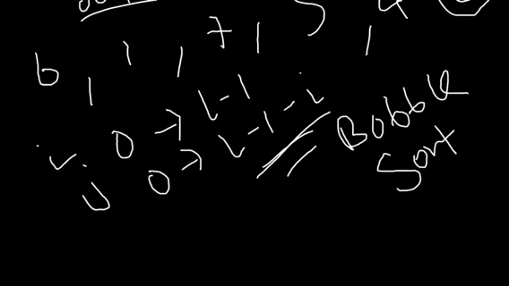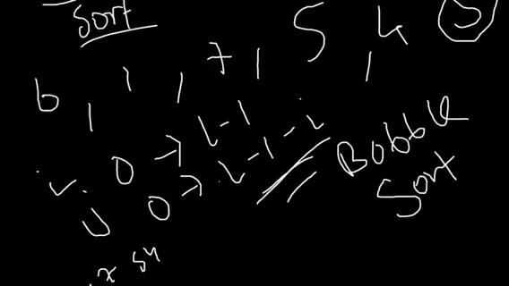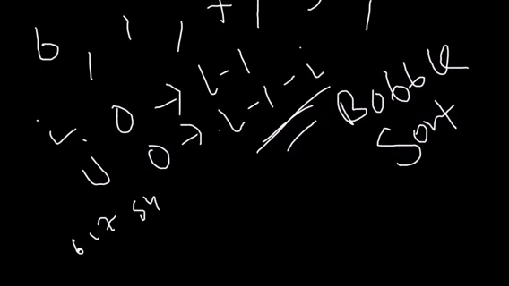So our values are 6 1 7 5 4. In bubble sort what you do is you check whether 6 is greater than the value next to it. Let's say you want to do it in ascending order. So you check whether 6 is greater than 1. If it is, then you swap. Since 6 is greater than 1, you would swap these two. You get 1 and 6.